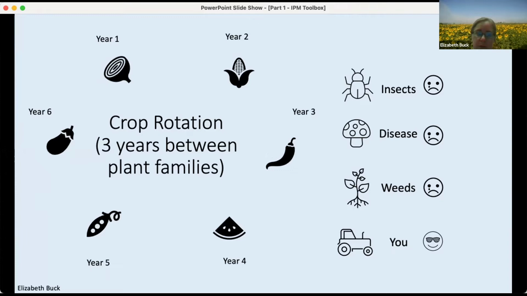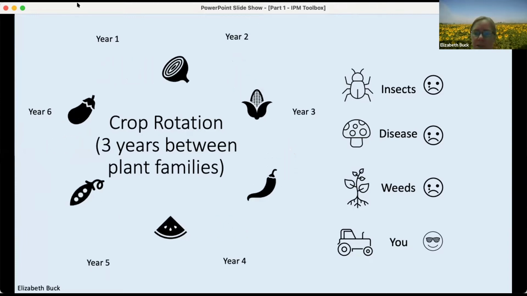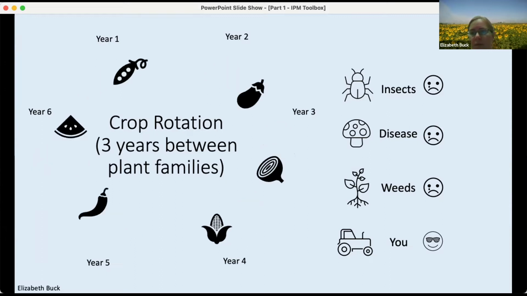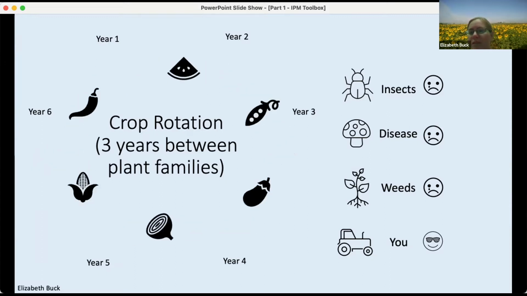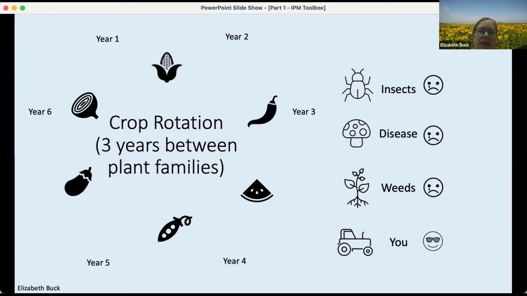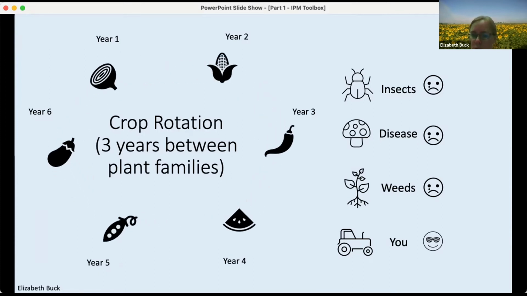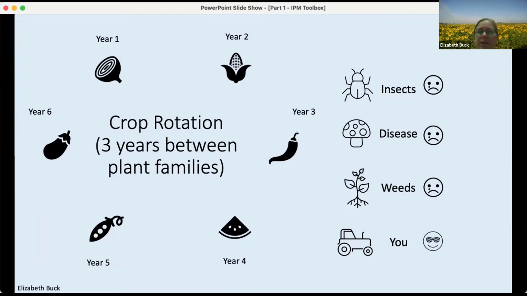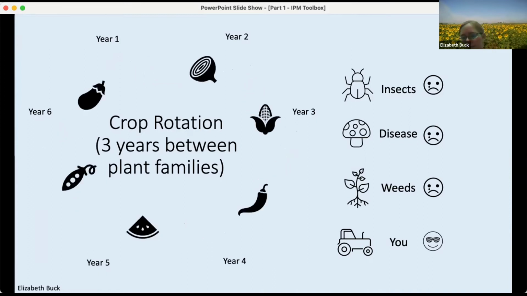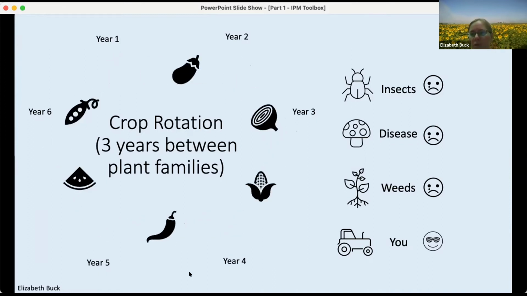Okay, hi everyone. So crop rotation is one of the most fundamental and easiest things that you can do for IPM. Pretty much everyone is already rotating their crops. It's the best way to break disease cycles. And as a general rule, you want to aim for 3 years between plants of the same family. So as you can see, these peppers and eggplants are the same family. They're always staying 3 years apart as they rotate around between the fields.